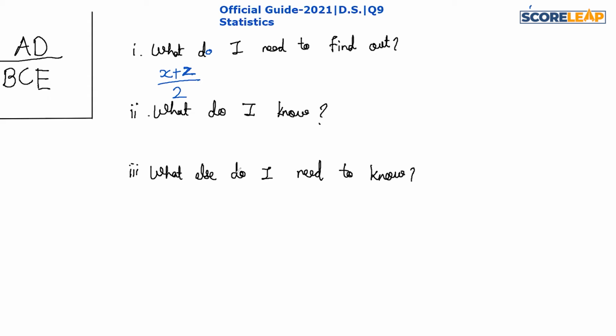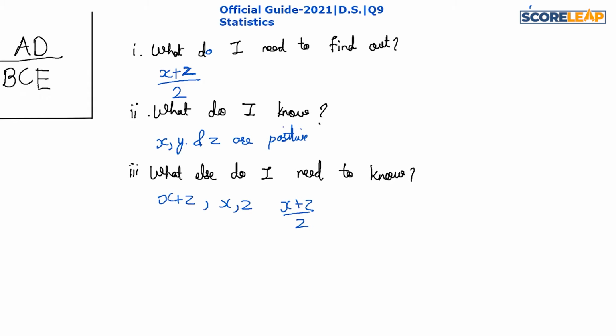So what do I know? From the question statement, I know that x, y and z are positive numbers. This is what we know. And what else do I need to know? If anyhow I get x plus z, or x and z individually, then I can figure out the value of x plus z divided by 2, which is the average of the two numbers x and z.